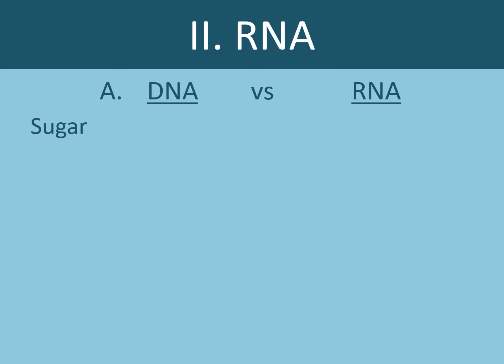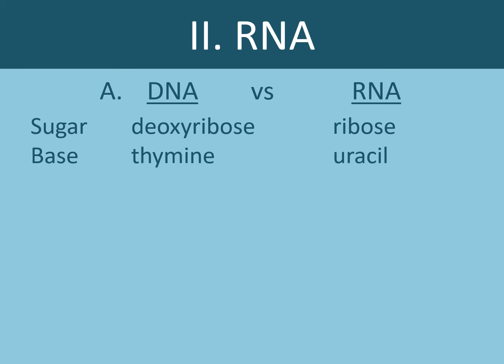Remember, DNA and RNA are both made out of nucleotides. And nucleotides are composed of three parts: a sugar, a phosphate, and a base. The sugar that's found in DNA is known as deoxyribose, whereas the sugar found in RNA is ribose. One of the bases that's found in the two molecules is also different. In DNA, we find the base thymine, which is replaced with the base uracil in RNA.